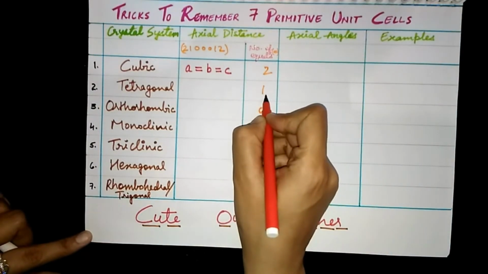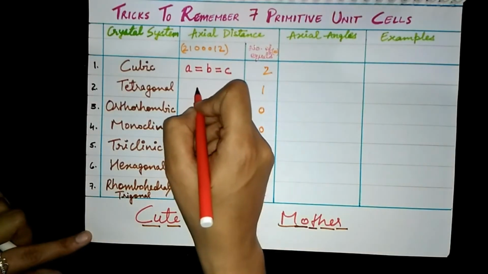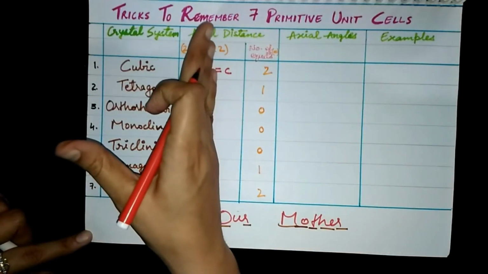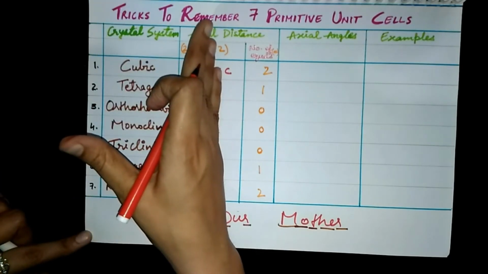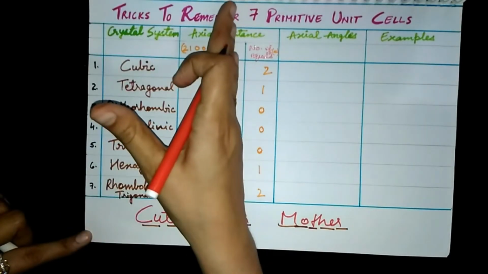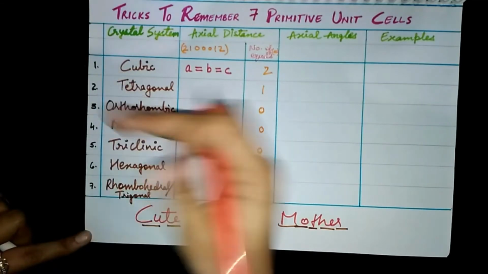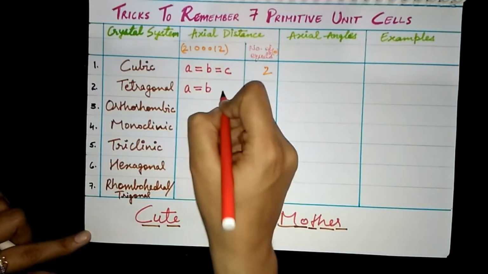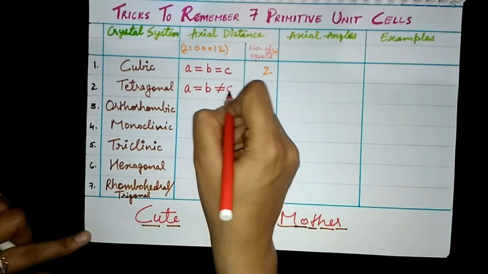Next, 1 equal is present. Okay, and 1 equal will always be present from the left hand side. You will always count it from the left hand side. That means between A and B. So this 1 equal will be between A and B, and here not equal.